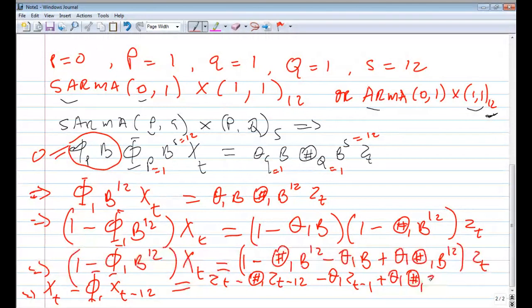z_t. This one is z_t minus 13. You didn't tell me this one. It's 13. Remember, it's B to the power 12 and B, so that is why it's 13 there. Correct that: z_t minus 13. So this is the normal way of writing SARMA (0, 1, 1, 1)12. Any question?